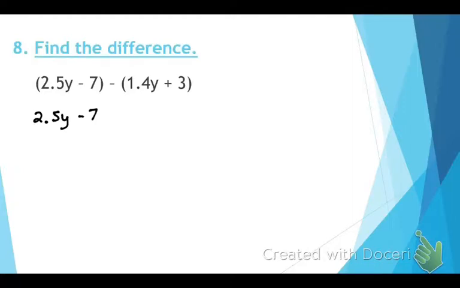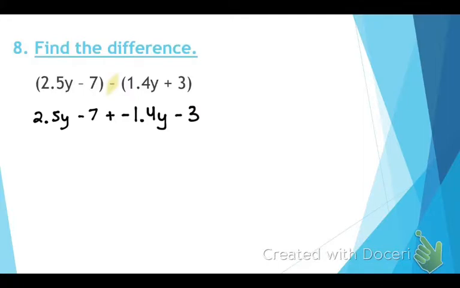Next up, I need to distribute the negative sign. So our rule is you can change it to a negative, as long as you do what to everything in the parentheses behind it? Change it to the opposite. So positive 1.4y becomes negative 1.4y. Positive 3 becomes negative 3. Now you are able to underline and circle.